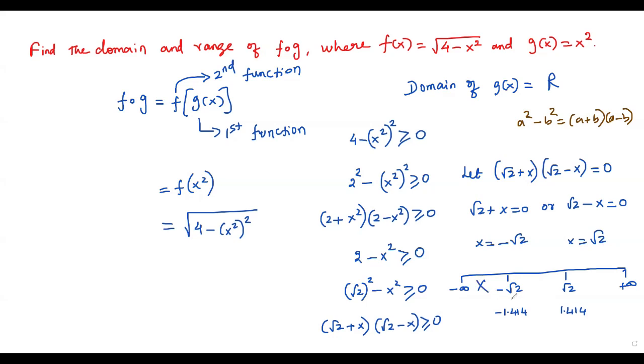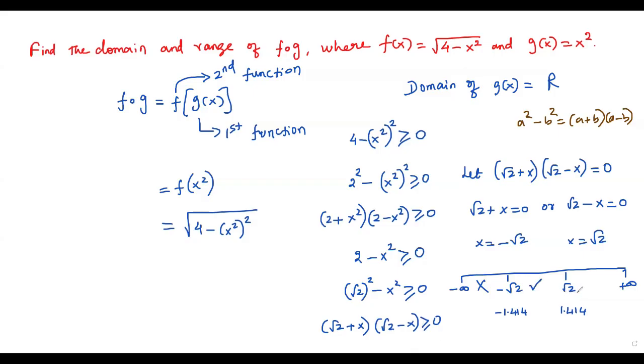Now let's consider the second interval, negative square root of 2 to positive square root of 2. Let's take a random value. Since one end is a negative value and the other is a positive value, we can take 0 between them. When I plug in x equals 0, this becomes positive square root of 2, and this one also becomes positive square root of 2. When I multiply two positive values, it's always positive. So a positive value greater than or equal to 0 is true. So this second interval works.